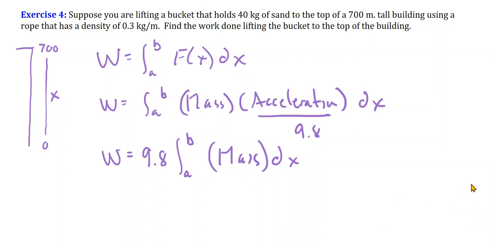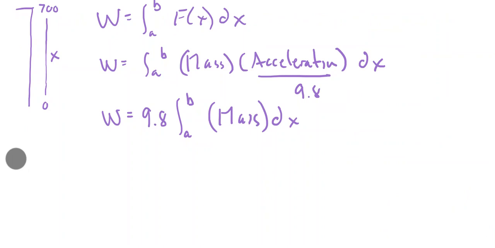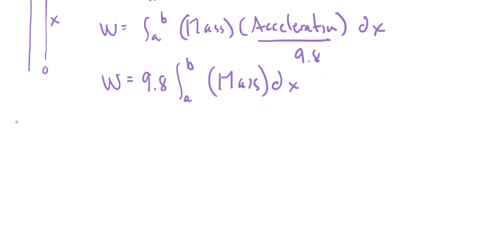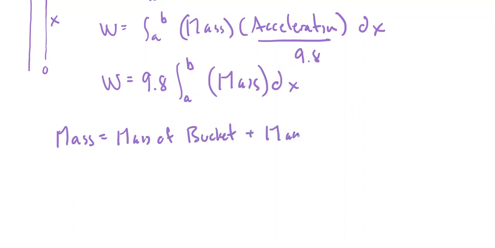So the key here is we need to determine the mass. And so to do that, we have to consider the mass of the bucket. So mass is going to be equal to the mass of the bucket added to the mass of the rope. Now, the mass of the bucket was given to us as 40 kilograms. So this becomes 40 kilograms is the mass of the bucket.